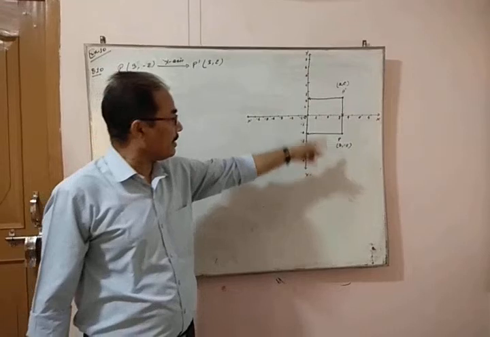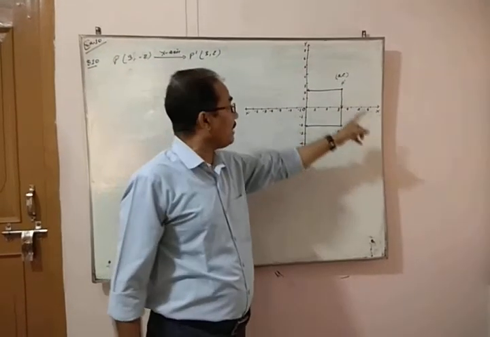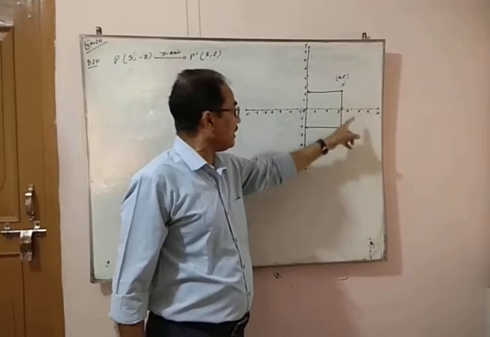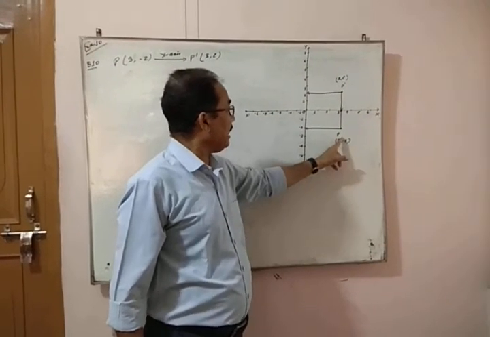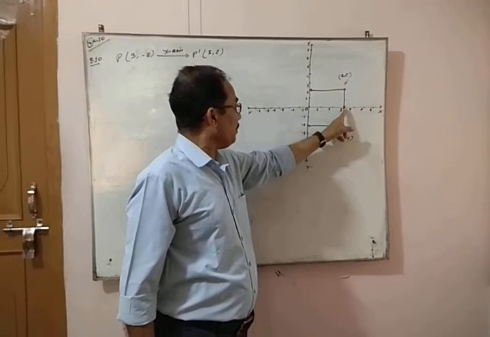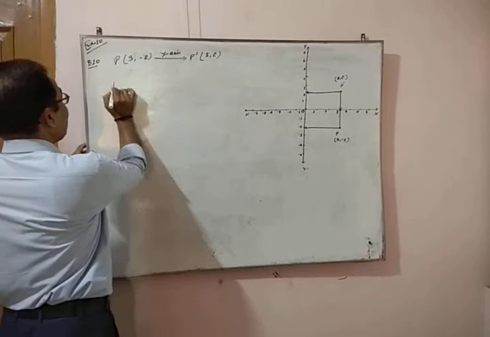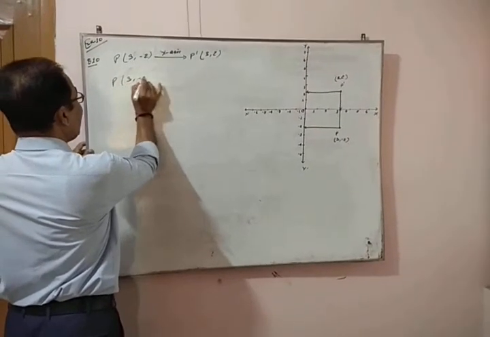So the x-axis will be the perpendicular bisector of PP dash. P dash is the image of the point P, and the coordinates of P dash will be, x coordinate this one and y coordinate this one, 3 and 2. Suppose that P is a point. Next question, coordinates are 3, minus 2.